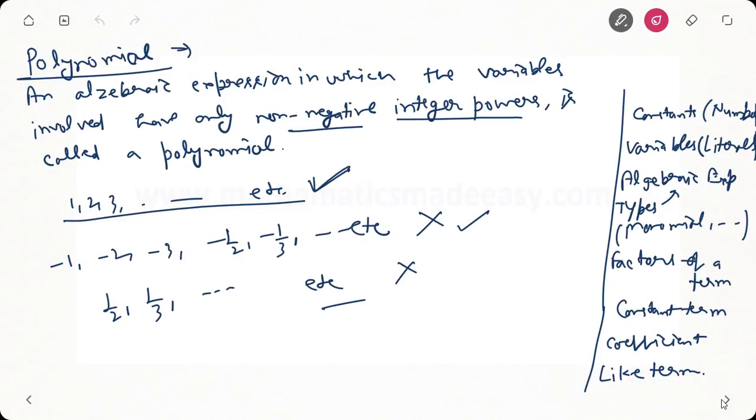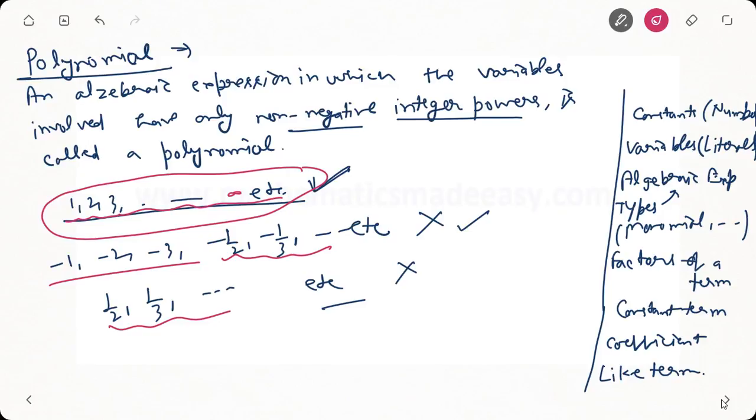So what does it mean? Suppose there is any algebraic expression which has variables, say x, y, z, a, b, c or p, q, r, whatever, but their powers should be non-negative integers. So what are the possible values? Those possible values are say 1, 2, 3, 4, 5, 6 up to infinity, right? So that polynomial cannot have any negative values, or any fractional values, either negative or positive. So only the non-negative integer values are allowed.